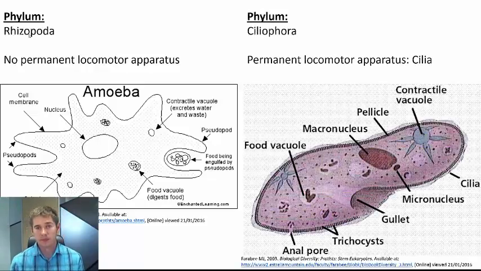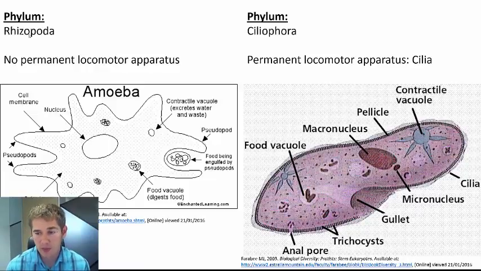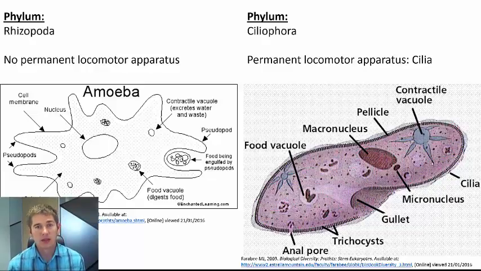Another body plan, we can have a ciliated body plan. So this belongs to phylum Ciliophora. So we have lots of little cilia surrounding the outside of the cell, and they can beat in uniform to move the organism. So in this case this is a paramecium, and the cilia can also move the food such as organic material, bacteria, or maybe even other protists. They can move this food and funnel it down towards the gullet for it to be ingested.